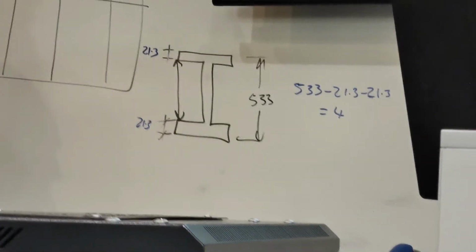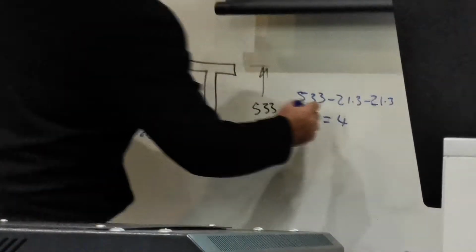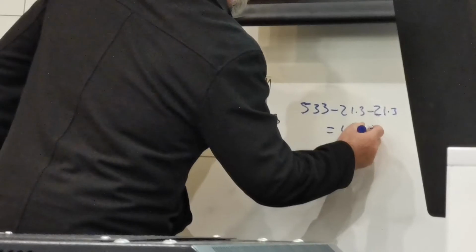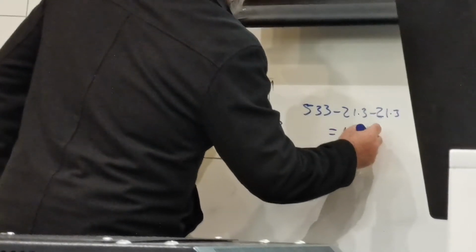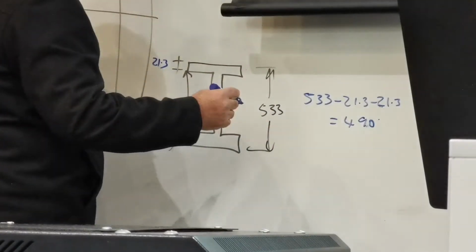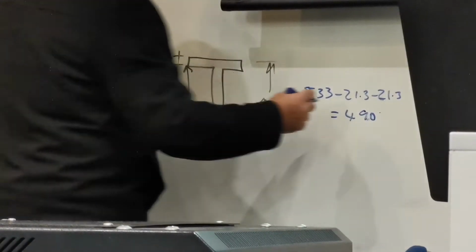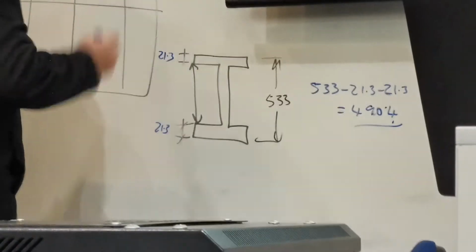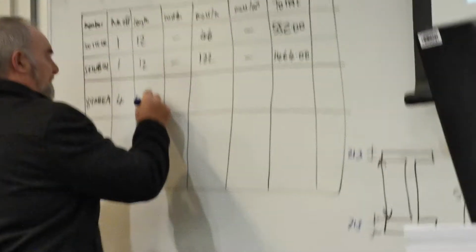What was it, 490.4? Sorry, 409? 490.4. No, not 490.4. Oh, 490, it is 490.4. Okay, beg your pardon. So the answer is going to be 490.4, which is 0.4904.